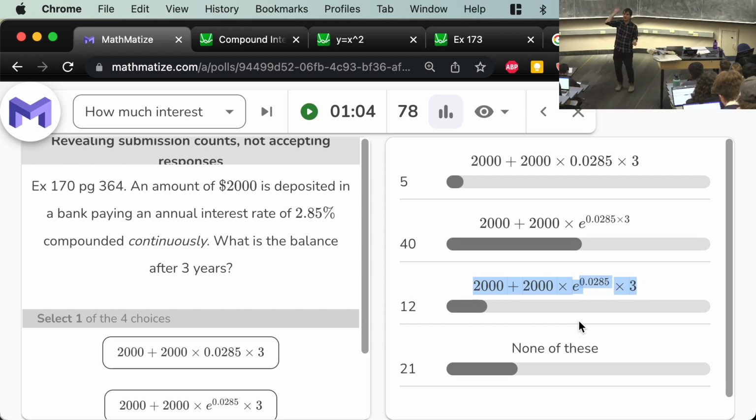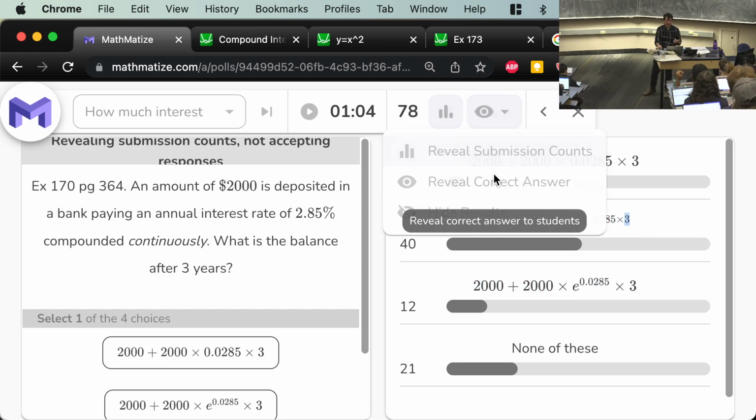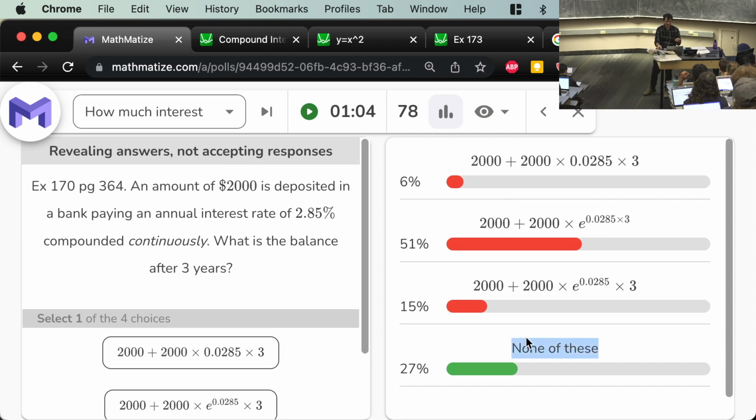Compound interest, the t is always going to be in the exponent somewhere. For continuous compound interest, it involves an e, and for regular compound interest, it involves a 1 plus something. So it looks a lot like this should be the right answer. It's got e. The 3 is in the right spot. The most people chose it. Let's reveal the right answer. The correct answer is none of these. So if you were one of the 40 people that chose this one, there is a mistake. I'll give you guys 1 minute to discuss.